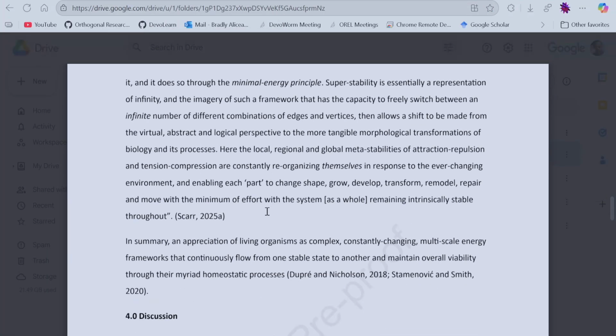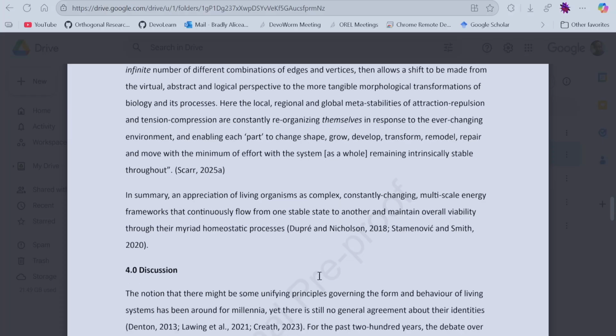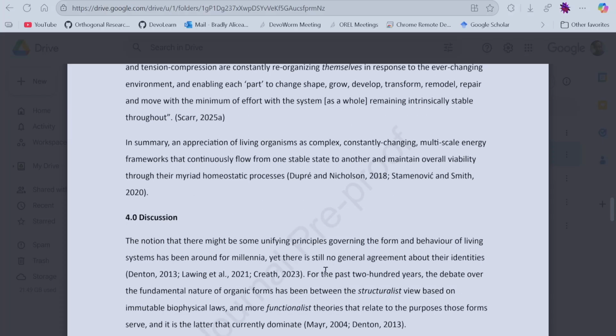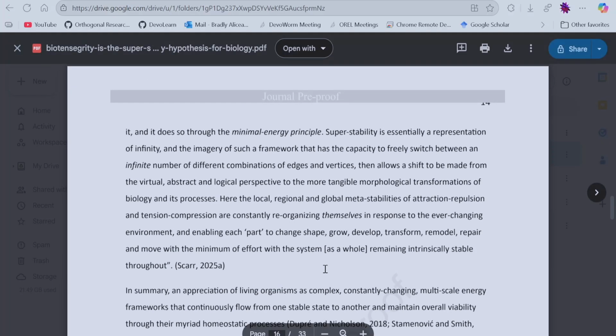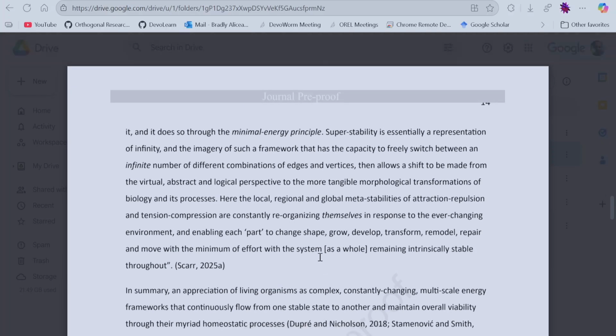So, in summary, an appreciation of living organisms as complex, constantly changing, multi-scale energy frameworks that continuously flow from one stable state to another, maintaining overall viability through their myriad homeostatic processes, is what we're talking about here. So this is really a lot. They lay out their theory here and how this works. We just have this minimal energy principle. You don't have to call it the free energy principle, you can, but it's very similar to that idea. And so it's really interesting.